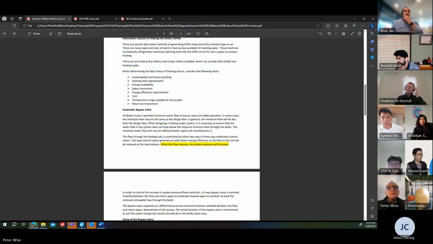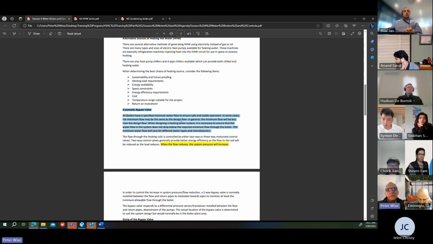Okay. Now we'll move on to some control requirements. All boilers, as well as chillers, have a specified minimum water flow to ensure safe and stable operation. In some cases, the minimum flow may be the same as the design flow. So you'll probably find most conventional boilers, the flow is the flow. There's no minimum, or the minimum is 100% flow. In general, particularly with condensing boilers, the minimum flow will be less than the design flow.